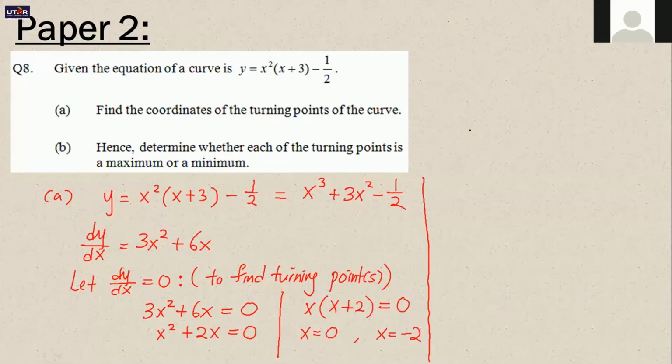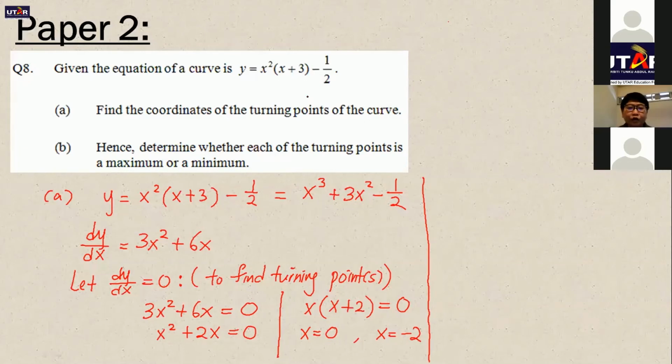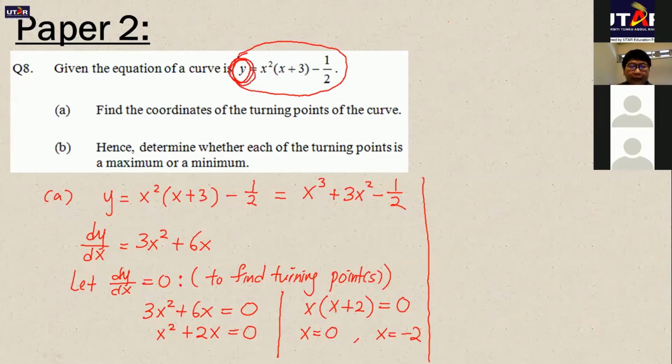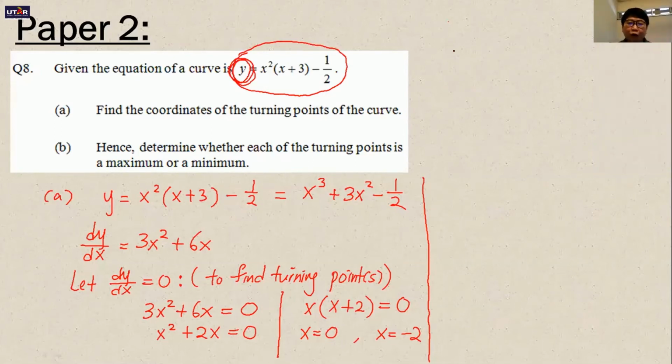So how to find the coordinates? This is the x coordinate. x equal to 0 will be the x coordinate of the first turning point. x equal to negative 2 will be the x coordinate of the second turning point. So now find their corresponding y values. The y value, of course, must come from the curve. Do you see y here? That is the y value that we are going to find.